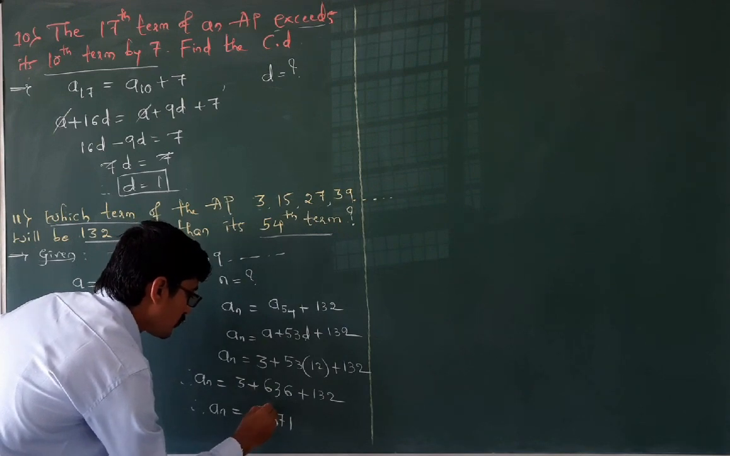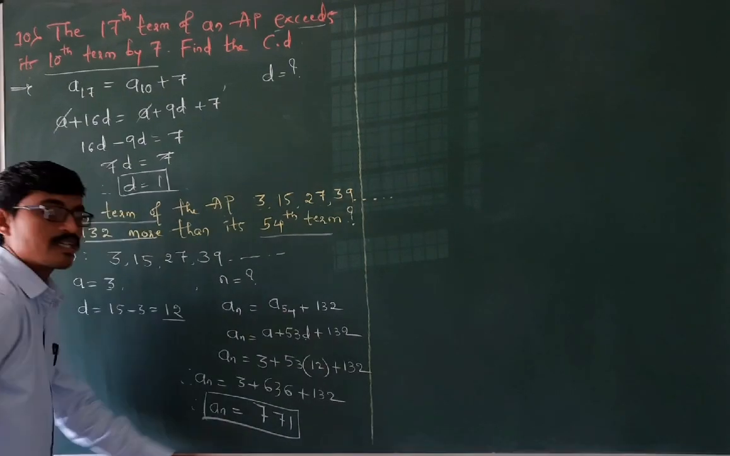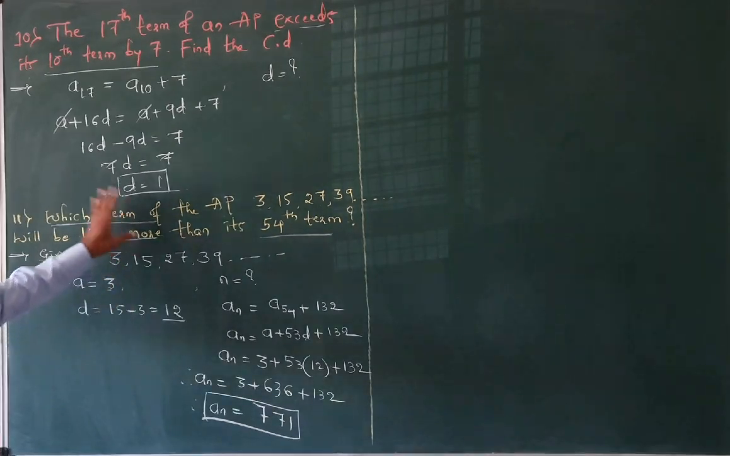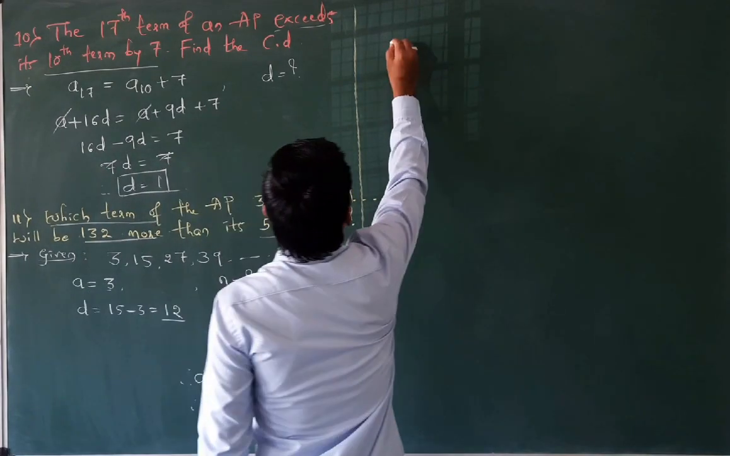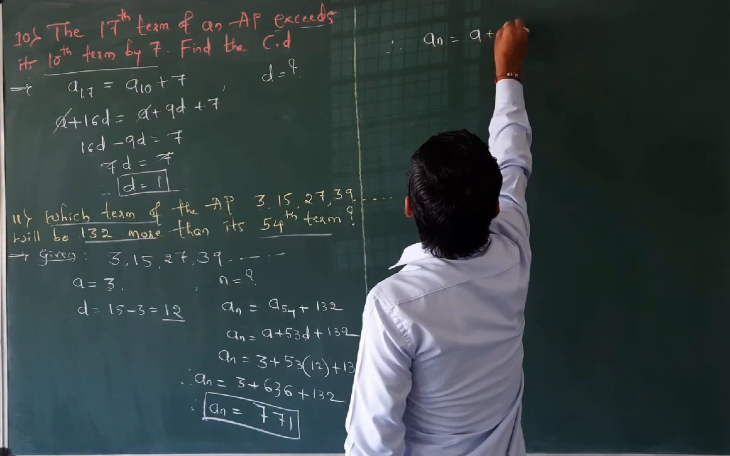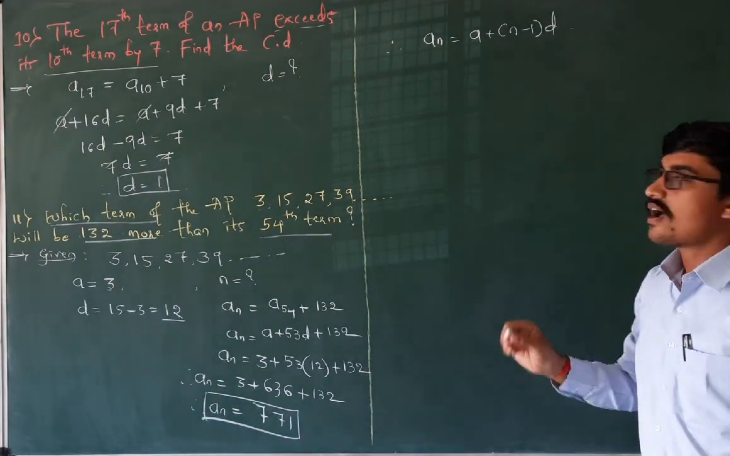So that is 771. So its nth term value is 771. But we want the N value. By using the formula, An is equal to A plus N minus 1 into D. Here the N value is asked.